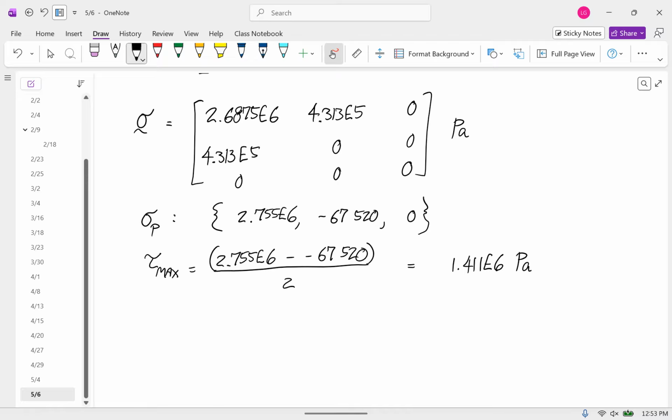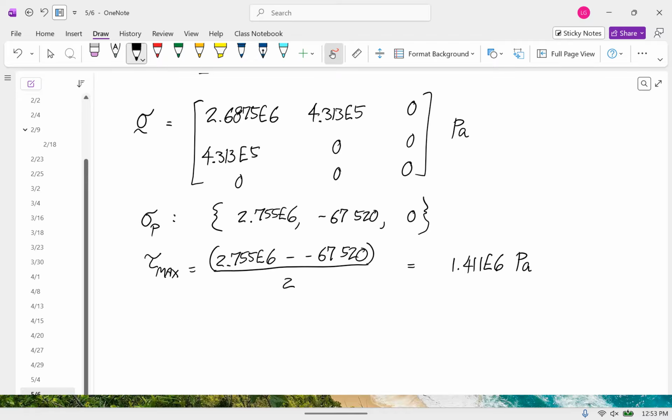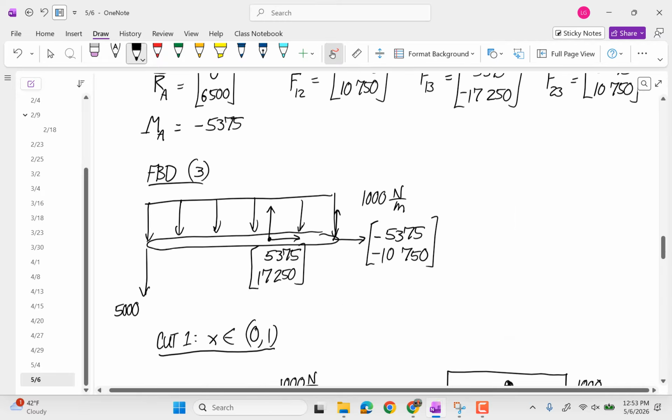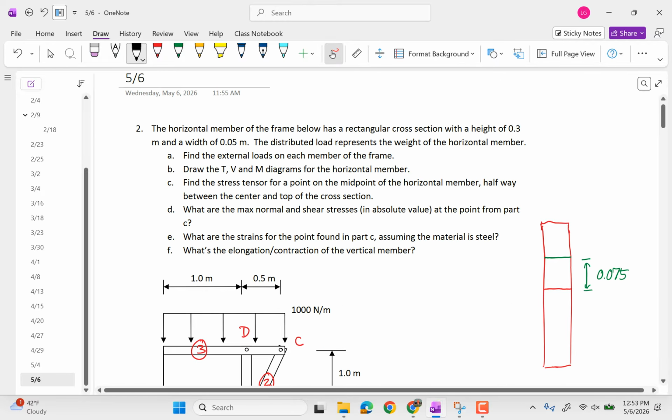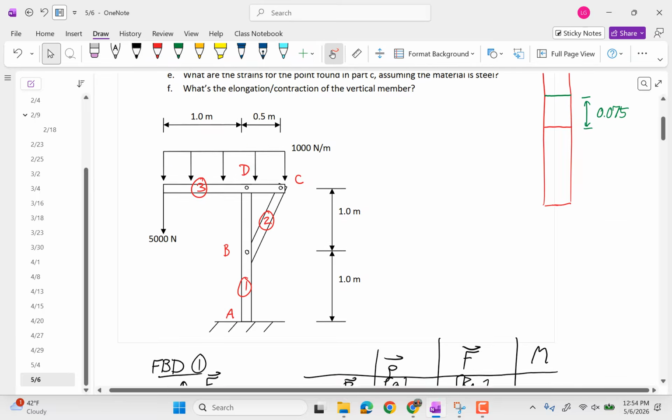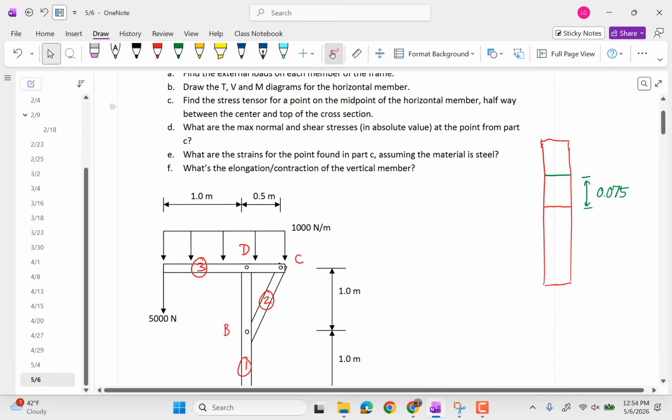Okay. And then, was that the end of this one? Man, that's a long problem. Oh, no, it's not the end. Then we have to do the elongation of the top of the vertical member. Forget the strains, I'm skipping that. You just multiply by the compliance matrix. So that's 200 times. Yep.